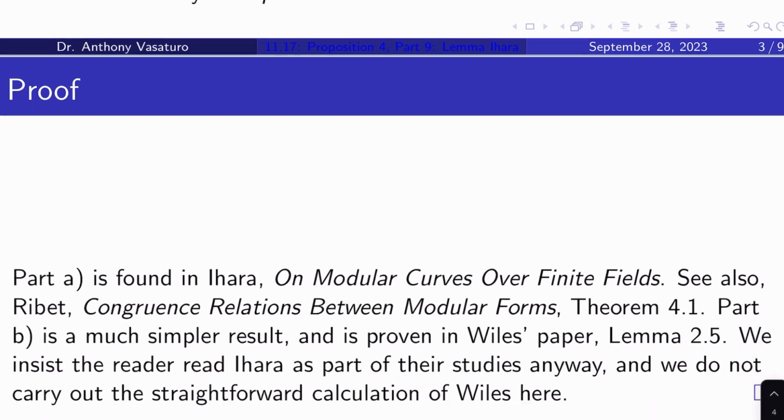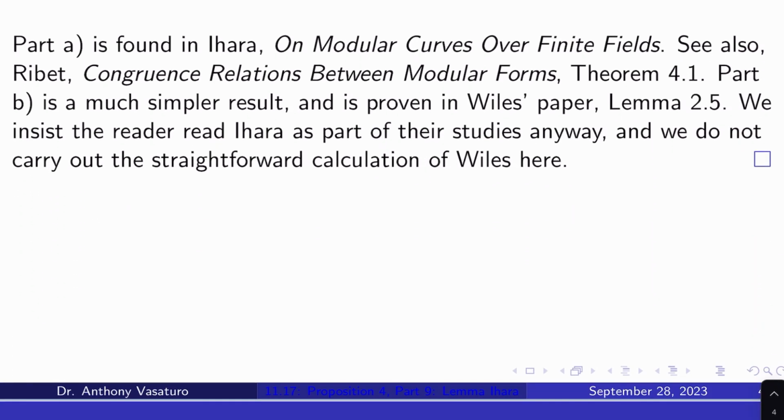Okay, so we will not prove this. It's just kind of the original argument. It's quite readable. Part A is found in Ihara's paper on modular curves over finite fields. You can also see Ribet's congruence relations between modular forms, theorem 4.1. And then part B is actually a considerably simpler result. You can consult Weil's paper for that, Lemma 2.5. I sort of insist that you read Ihara anyway as part of your studies, because he's got quite a few results that contribute to Fermat's last theorem, and they're all quite readable.